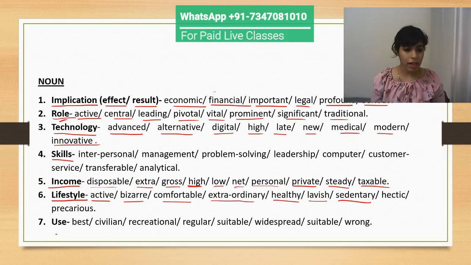And now we have our last word, which is use. It is the best use. It is the civilian use, recreational use. So basically the gym area is used for recreational purposes. So we can use recreational with purposes as well. Regular use, suitable use.